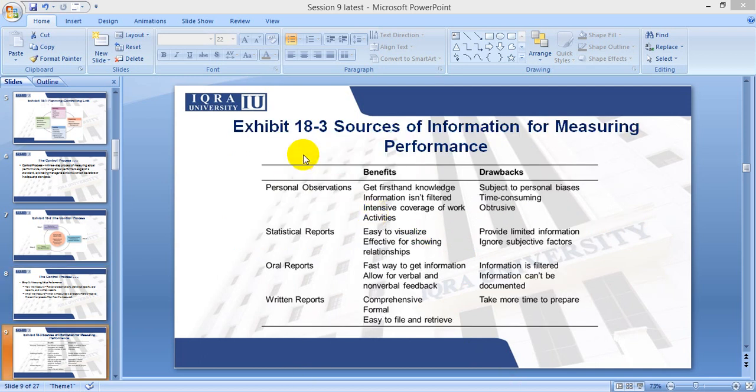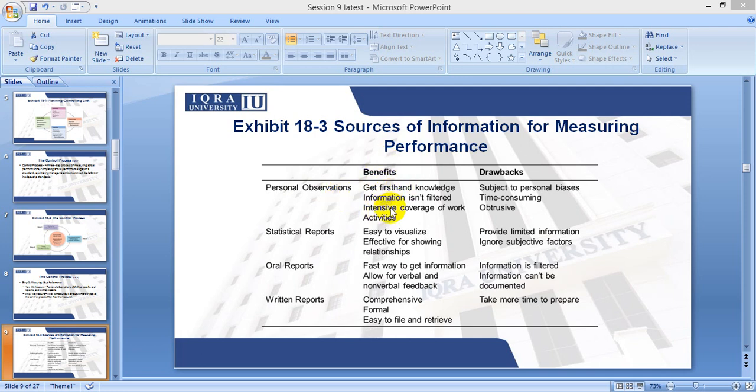So this is exhibit 18-3, which shows us the sources of information for measuring performance. Number one is, as we have discussed earlier, personal observation. Now what does personal observation mean? We use personal observation for getting first-hand knowledge, information is not filtered, and intensive coverage of work activities is done. It means that a person or a team is personally observing, making sure that activities are going as per the standard or not.